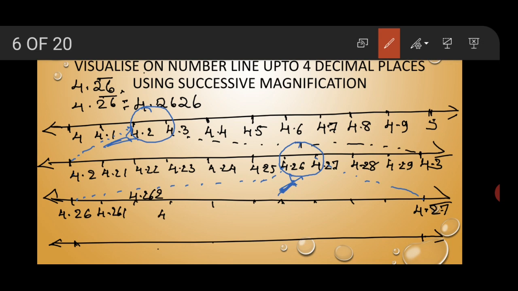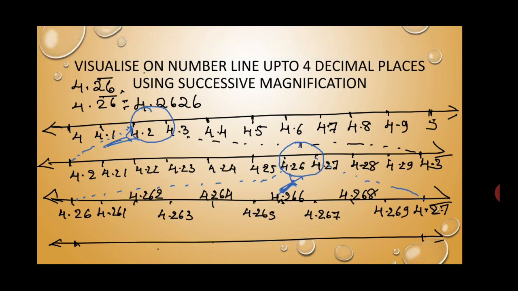This is 4.262, 4.263, 4.264, 4.265, 4.266, 4.267, 4.268. This is 4.269. Again look into the number.